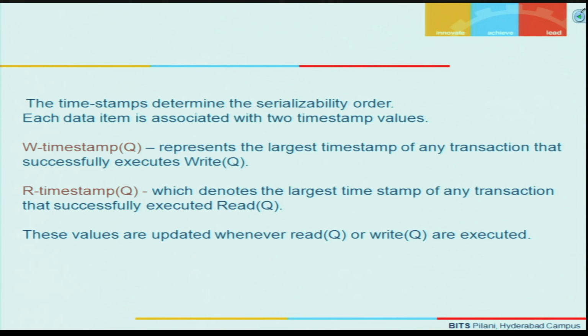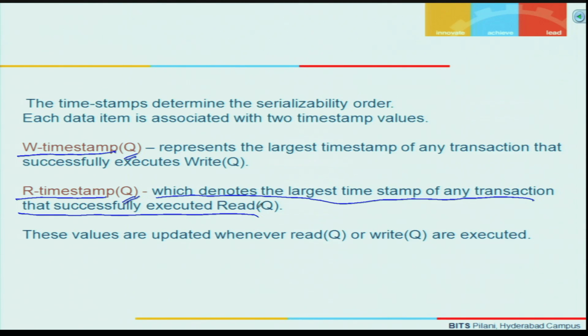with the data values. Each data item will have two kinds of timestamps. Let us assume that the data item is Q and it has two kinds of timestamps. First is write timestamp, second is read timestamp. What is this write timestamp? It represents the largest timestamp of any transaction that successfully executes write operation on the data item Q. What is R timestamp on data item Q? It denotes the largest timestamp of any transaction that successfully executes read operation on the data item Q.